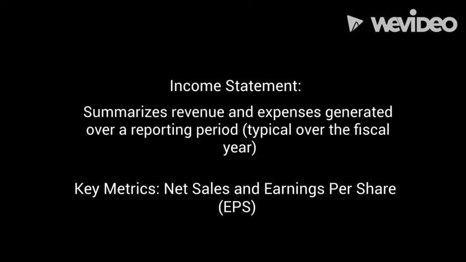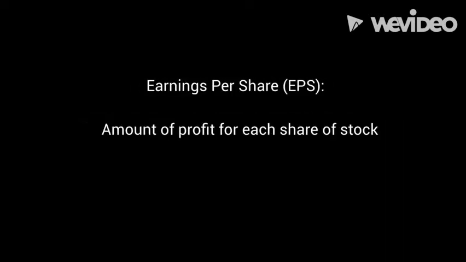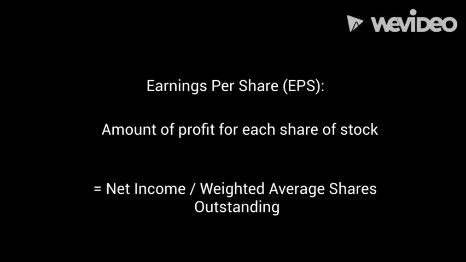So let's talk a little bit more about our net sales and earnings per share since they do play such an important role in the income statement. The net sales, also known as your top line, is net revenue earned from selling products minus your returns and discounts given to your customers. Your earnings per share are the amount of profit per each share of stock. The earnings per share is calculated by dividing net income by the weighted average shares outstanding.